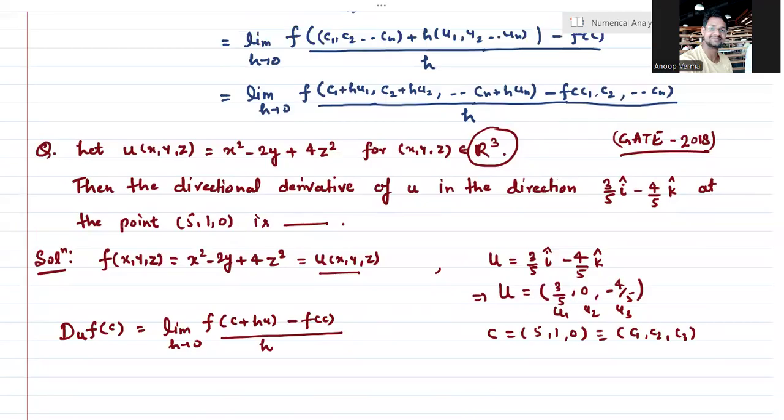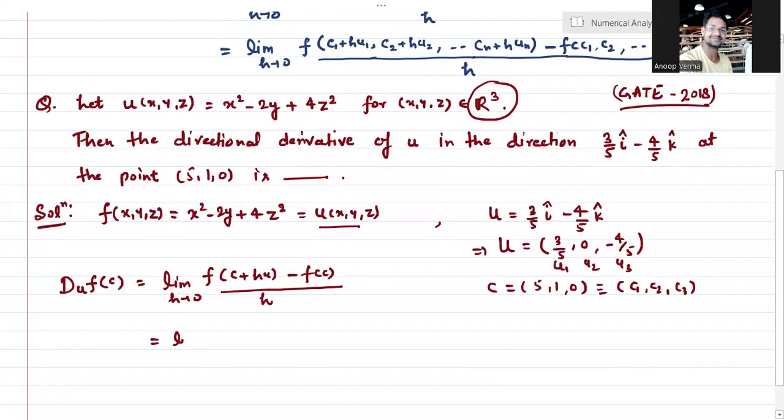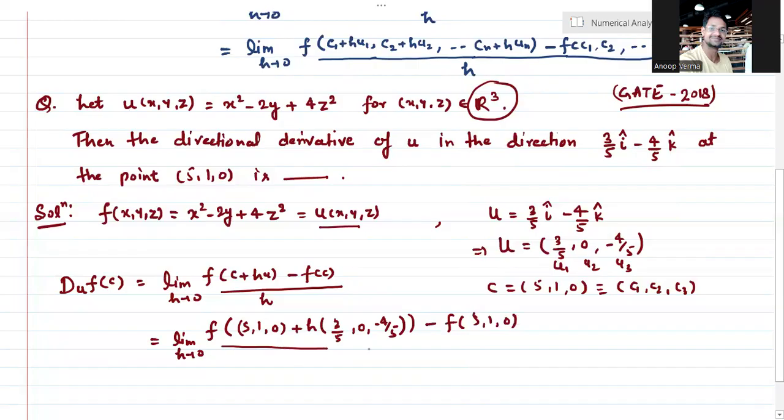So here we can put it like this: limit h tending to 0 of f at the point c, where c is (5, 1, 0), plus h times (3/5, 0, minus 4/5). This is u, the direction in which we want it. And minus the value of the function at (5, 1, 0).